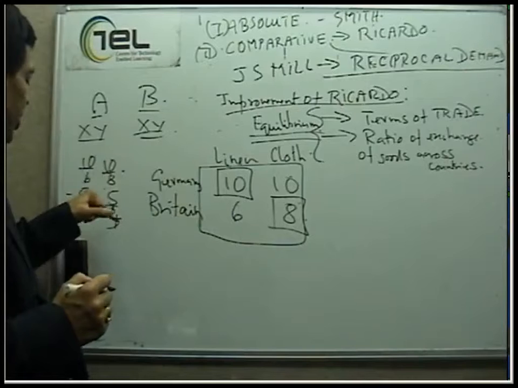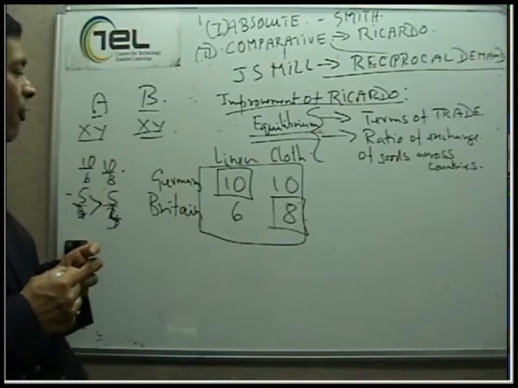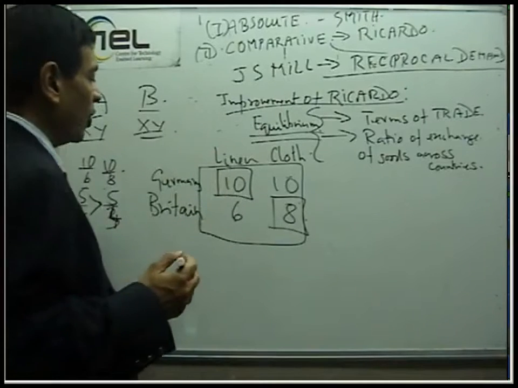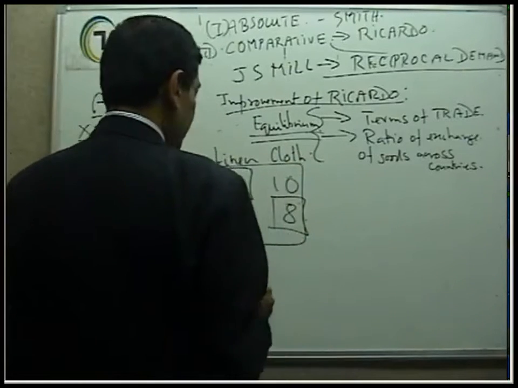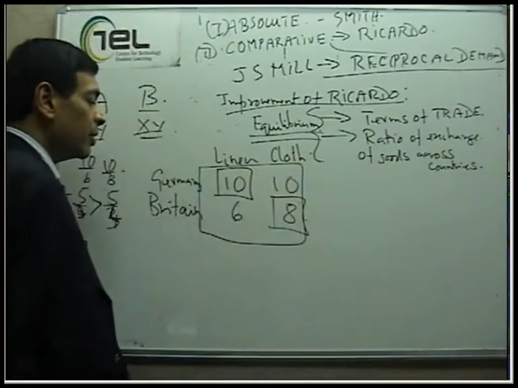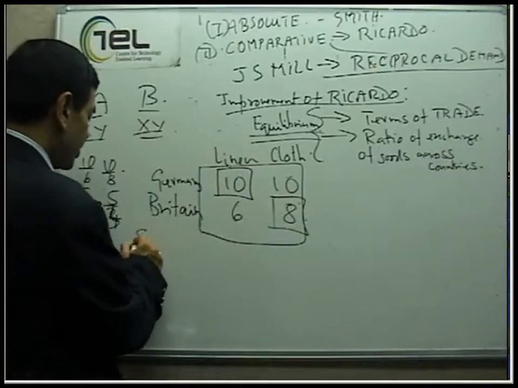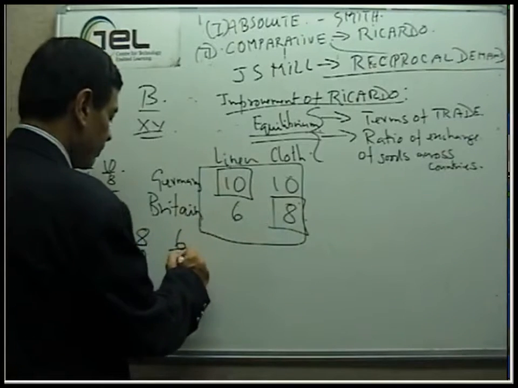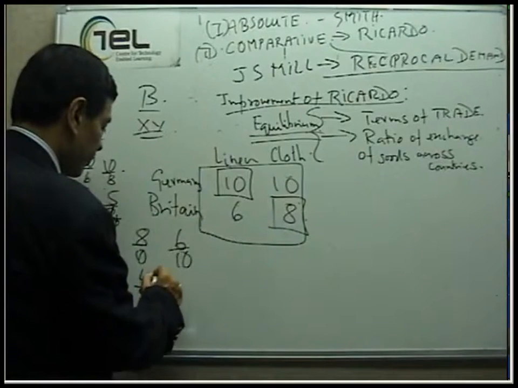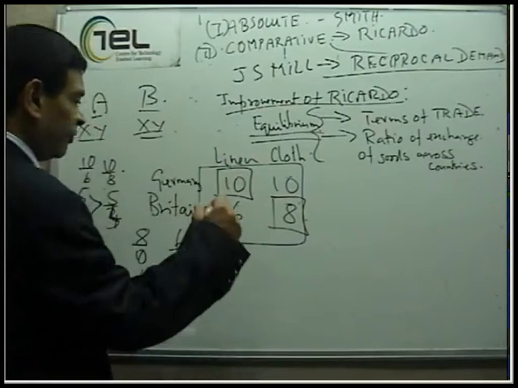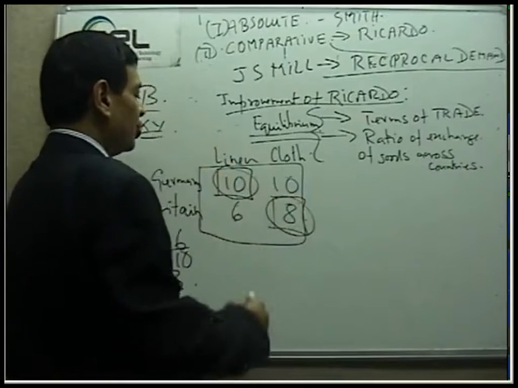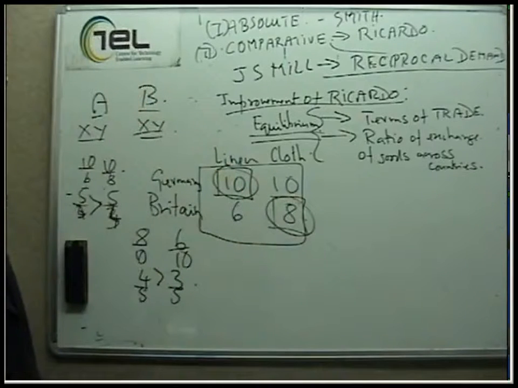Sorry, 5 by 3 is greater than 5 by 4. Now, if you look at the case of cloth as far as Britain is concerned, it's producing 8 units as compared to 6 for linen. So obviously, if you look at the ratio 8 by 10 and 6 by 10, it is a case where 4/5 is greater than 3/5. So Britain has an advantage in cloth and Germany has an advantage in the case of linen comparatively.